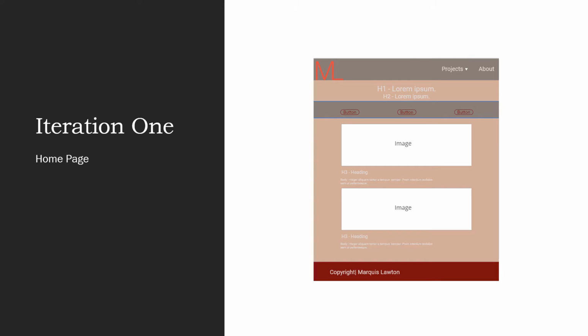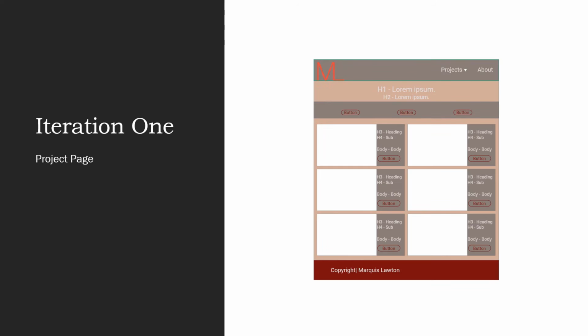This is how the home page would have looked in my first iteration. You can't really see the text. That was a big problem, and the buttons blend into the background as well. This would be how the project page would look. The contrast is a little better on the cards, but the text still blends in, and it would have been too close to the images, so it wouldn't have had much legibility.